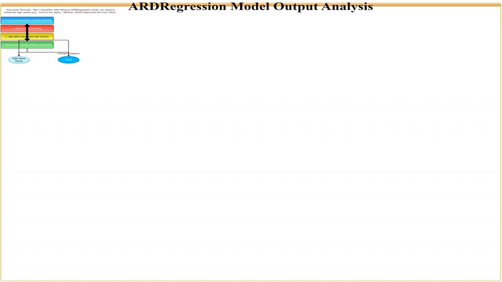I'm looking at the question, after fitting an ARDRegression model. The core question explores the interpretation of high alpha values from Scikit-learn's ARDRegression. It tests your understanding of how these values relate to feature relevance, model complexity, and regularization.